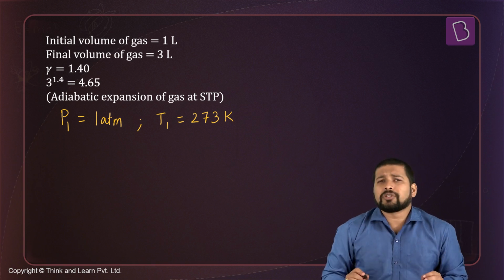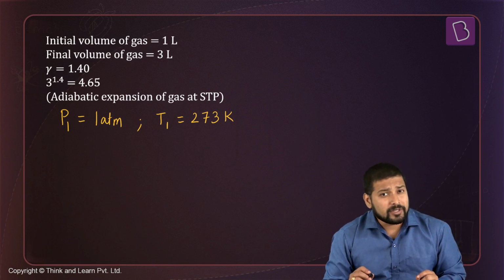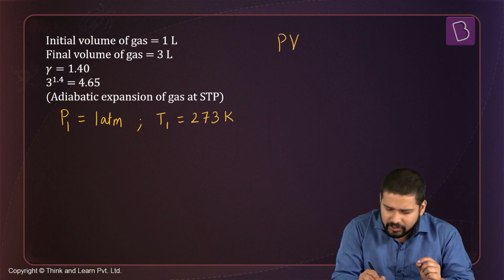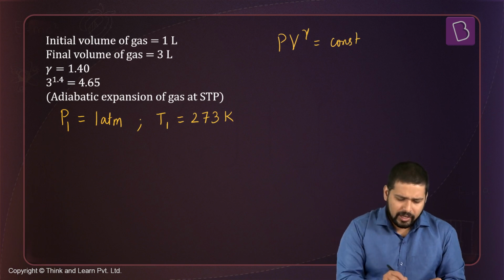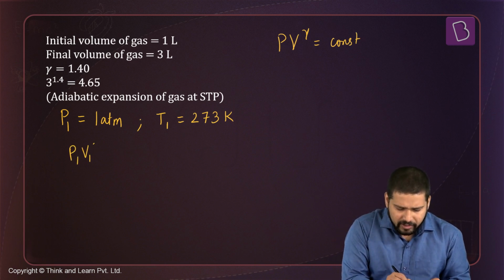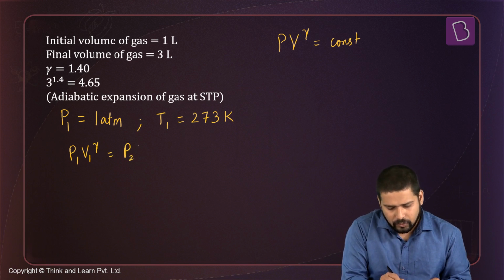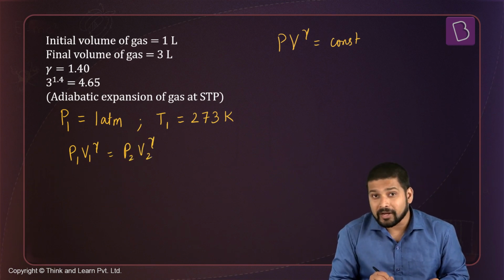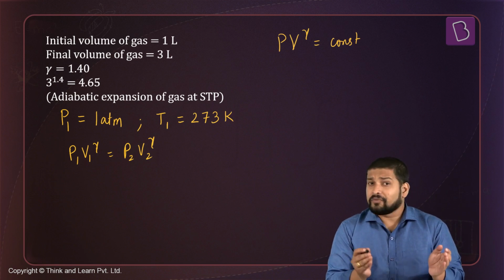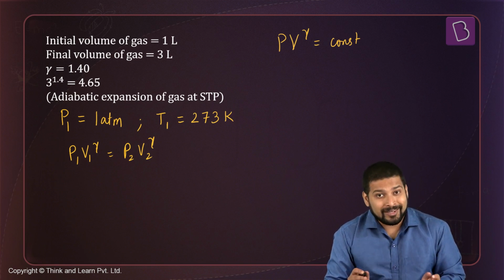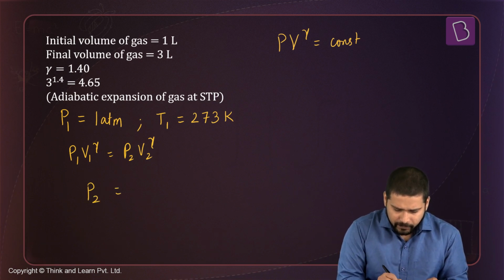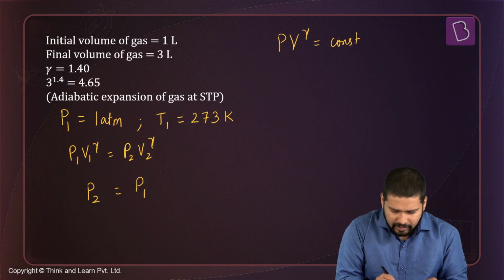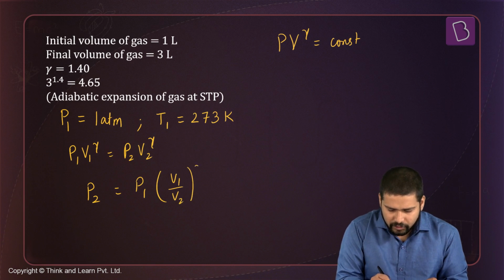Now we know the equation of adiabatic process, that is PV raised to the power gamma is equal to constant. So I can write P1 V1 raised to the power gamma is equal to P2 V2 raised to the power gamma. We have the value of V1 and V2. We know the value of P1. We need the value of P2. So P2 is going to be equal to P1, and we'll have V1 by V2 raised to the power gamma.